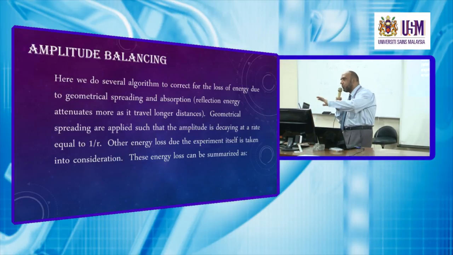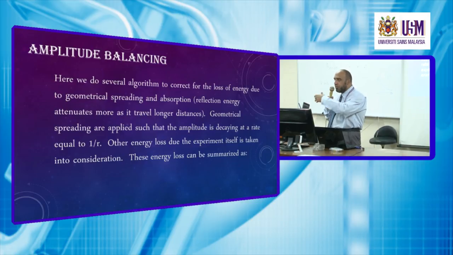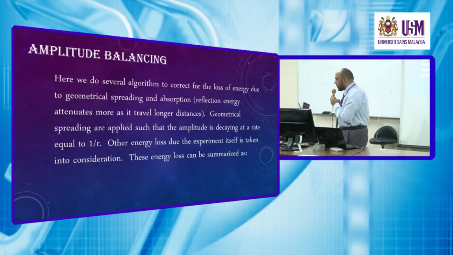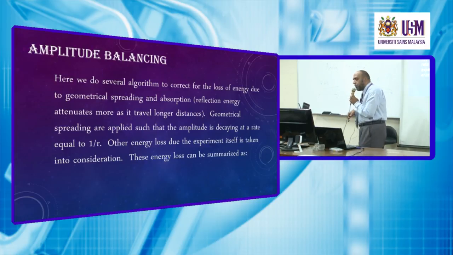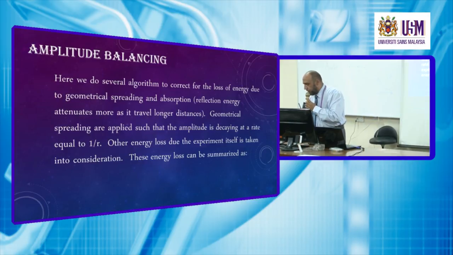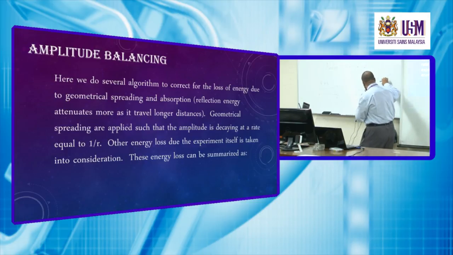So we assume we have no other loss. The other loss is absorption, maybe in the form of heat, in the form of chemical reaction, in many forms where the mechanical energy, the vibration energy, is converted into other types. For me, for mechanical observation, it's absorbed and I'm observing lower amplitude. So my intention is to make a function to compensate for this loss.